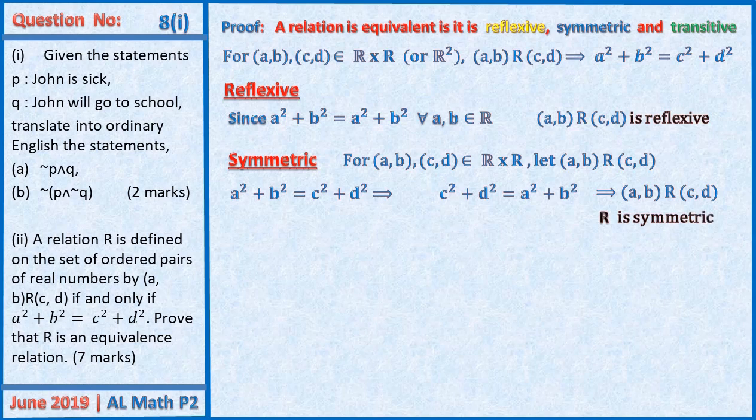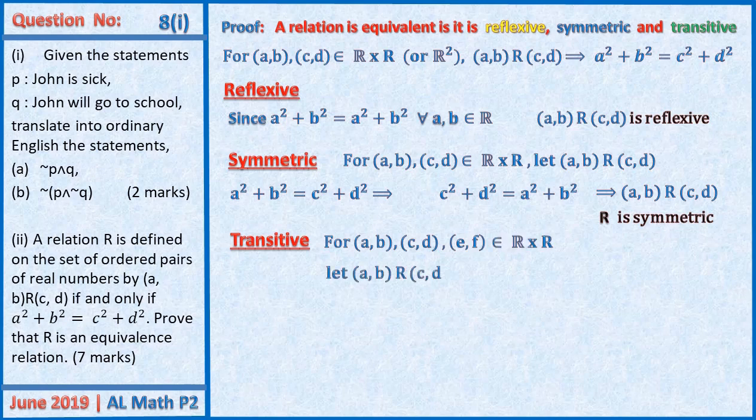Now let us test the third property, transitivity. Is it transitive? For you to test if a relation is transitive, you need three of these values. You have A, B, C, D, and E, F. So we are going to test if A, B relates to C, D and equally C, D relates to E, F. In class, we always say if A is a friend of B and B is a friend of C, then A is a friend of C. That is what we want to test here now. That's the transitivity which we are about to test.